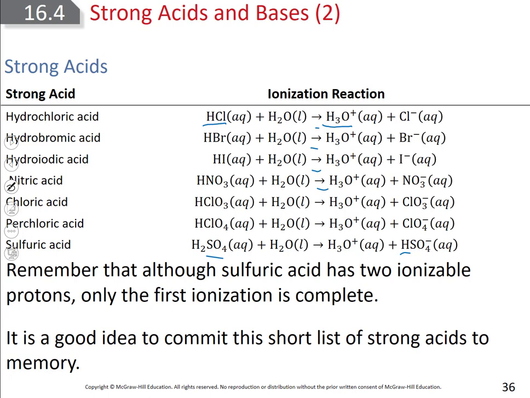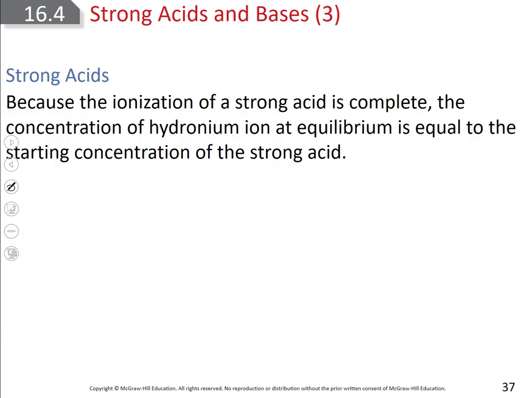But for the 6 that are monoprotic, meaning they have just one hydrogen ion to give off, the concentration of hydronium, H3O+, is just going to be your starting concentration of the acid. So very easy to find the pH for strong acids.